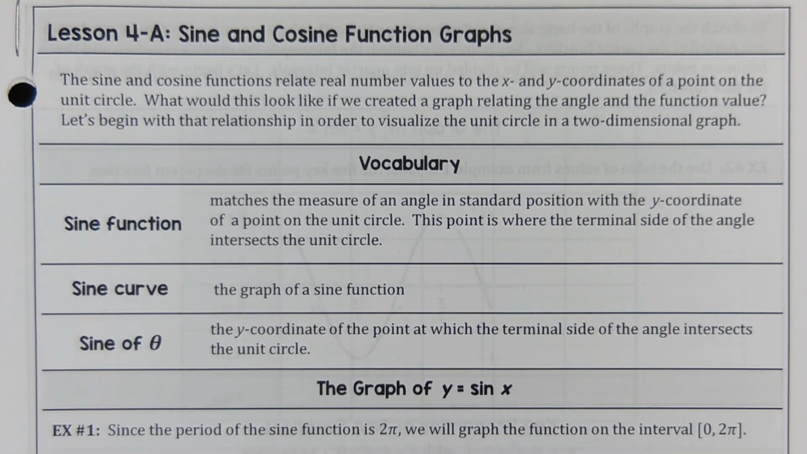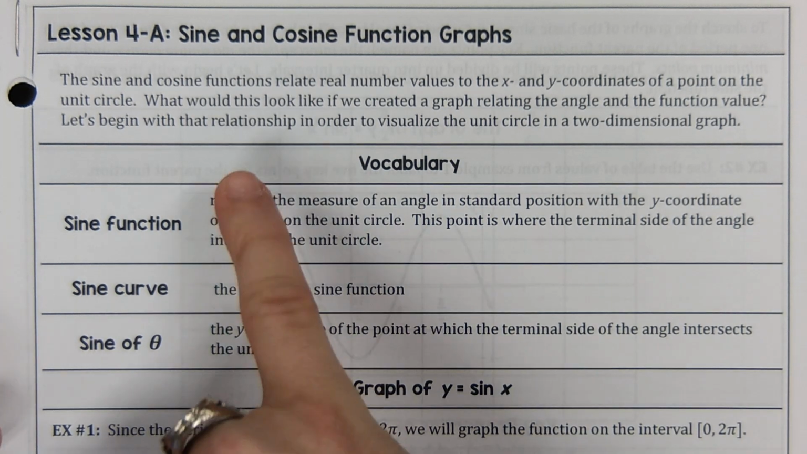So the sine and cosine functions relate real number values to the x and y coordinates of a point on the unit circle. Remember, sine of theta is y over r. But in the unit circle, r equals 1, so sine of theta is your y value. In any circle, cosine of theta is x over r, but in the unit circle, r is 1, so cosine of theta would get you your x value.